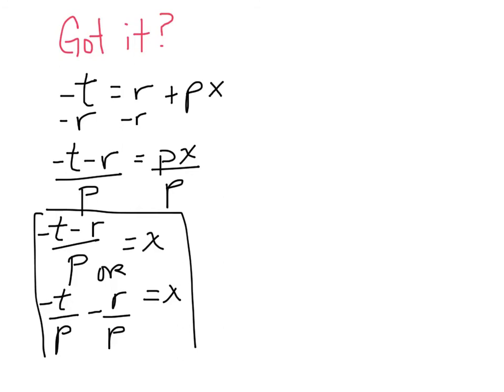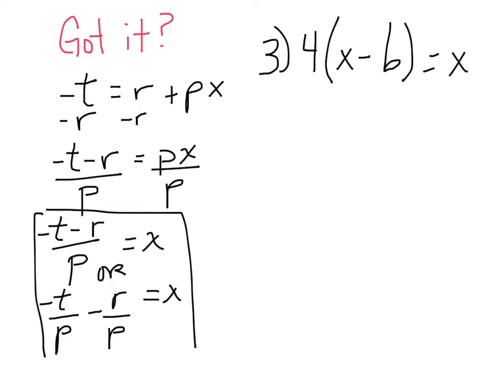Let's do practice A now. Number 3. 4 times x minus b equals x. So we want to get the x by itself. So let's first distribute. That would give us 4x minus 4b equals x. We want to get the x's on one side. Remember, the x is what we want by itself, so pretend everything else is a number. So you want to get this x here and this x on the same side. So I'm going to move the x over.